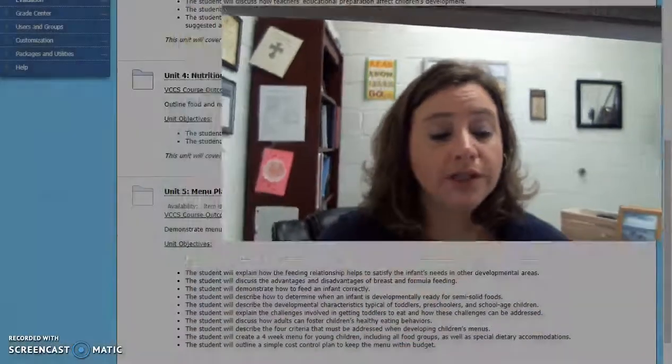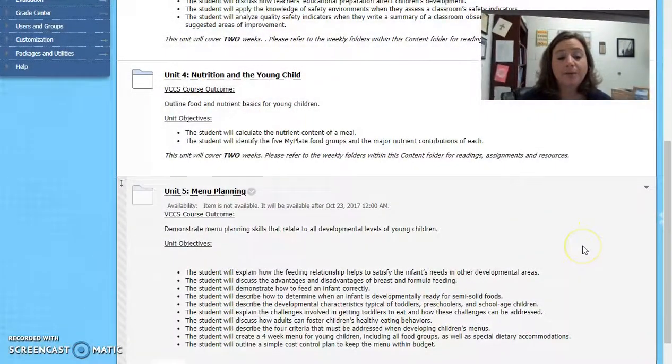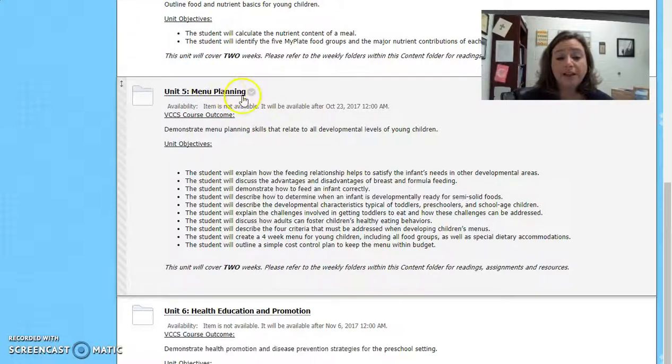This is going to be a great introduction to when I go over the menu planning assignment next week. Using all of the nutritional information that you learned in the previous unit, we're now going to start building on it and talking about healthy feeding practices for infants, toddlers, and young children.